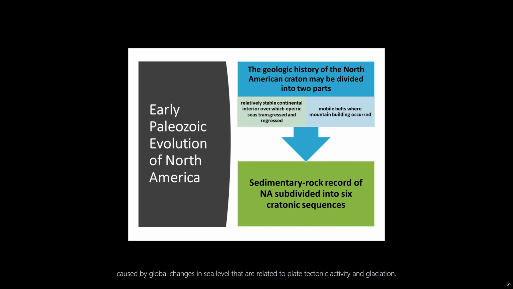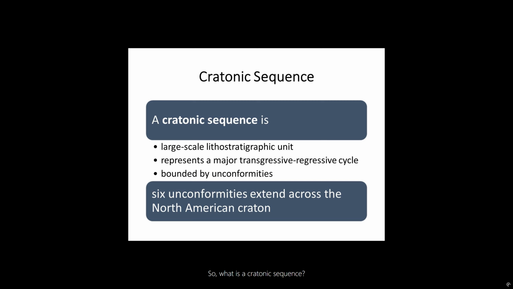The geologic history of the North American craton may be divided into two parts: a relatively stable continental interior over which epeiric seas transgressed and regressed, and mobile belts where mountain building occurred. The sedimentary rock record of North America is subdivided into 6 cratonic sequences. So, what is a cratonic sequence? It is a large-scale lithostratigraphic unit that represents a major transgressive-regressive cycle and is bounded by unconformities, a period of no deposition when rock is eroded. There are a total of 6 cratonic sequences extending across the North American craton.